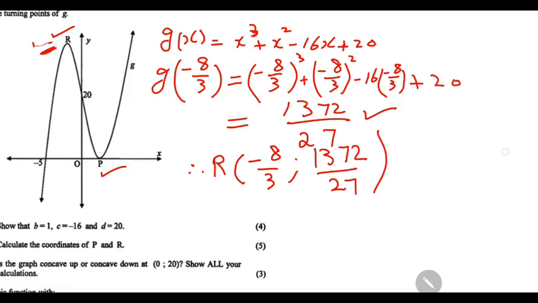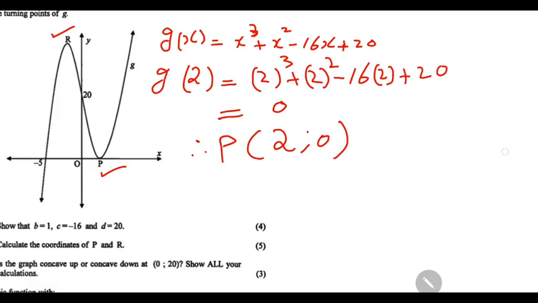So R is on the negative section, therefore R is going to be -8 over 3 and the y value 1372 over 27. So these are the coordinates of R. Now we're looking at P. I substitute x equal to 2 into the original function to get the y value of P. I get the y value 0. Therefore the coordinates of P are x value 2, y value 0. So we got the two turning points.